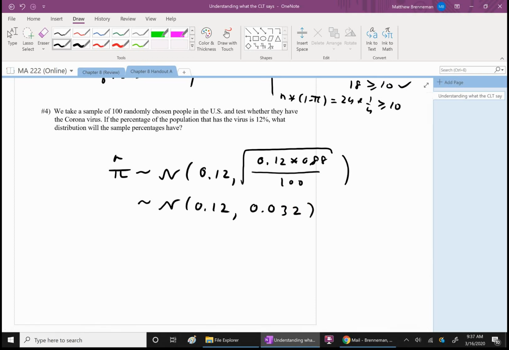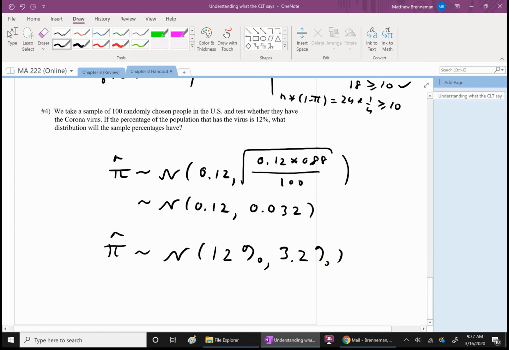Or if I want to express this in terms of percentages, which is generally a little nicer, I could convert this to percentages and say the sample percentage has a normal distribution centered at 12% with a standard deviation of 3.2%. Either way is fine. When you do the calculations in Excel, though, you're going to have to use decimals, all right? But when you write it, you can leave your answer in terms of percentages. Just make sure that you put the percent sign so people know. All right, so that's pretty much it for understanding what the central limit theorem is actually telling us.